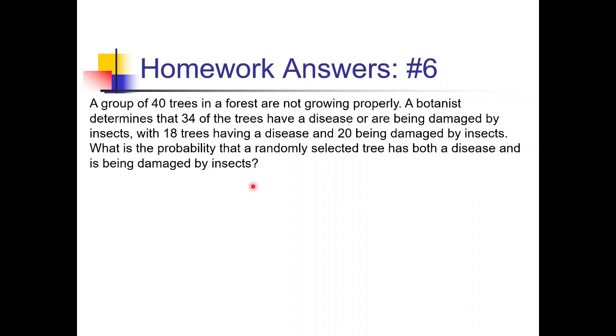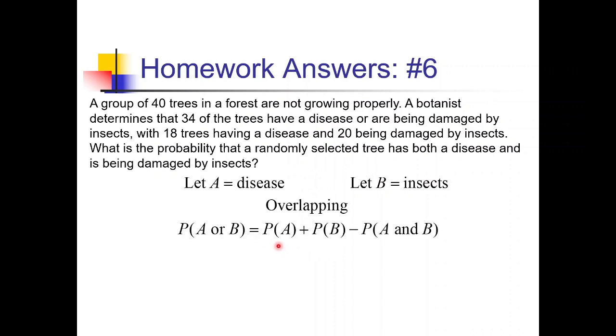So for this one, let me identify my events. One of them is the disease. We'll call that A, and we'll let B represent the insects. And in terms of overlapping versus disjoint, they're asking for the probability that something has both of these. So we're looking for an overlapping set, which means we need our overlapping formula. So we're going to go with P of A plus P of B minus P of A and B.